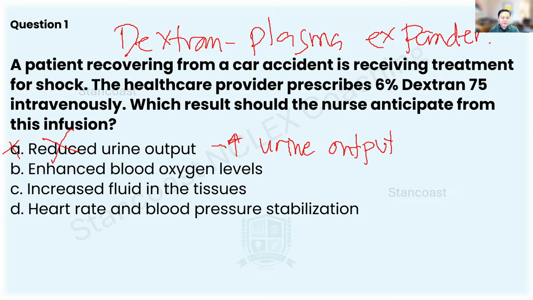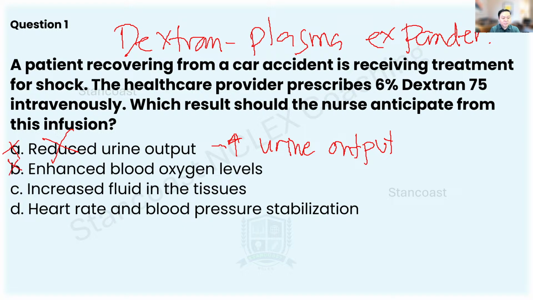We know that oxygenation is directly influenced by other interventions, maybe the administration of O2 by inhalation, but the oxygen levels will not be enhanced by the administration of the dextran. So we are not going to select this option.